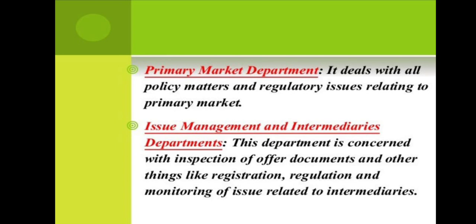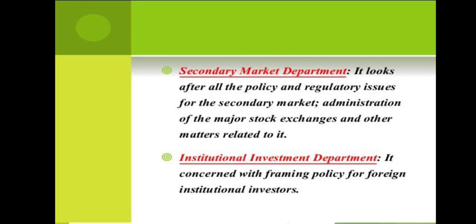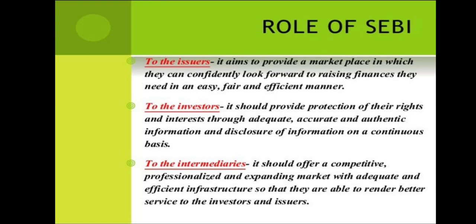Second point is issue management and intermediaries department. This department is concerned with the inspections of offer documents and other things like registrations, regulations, and monitoring of issues related to intermediaries. Third point is secondary market department. It looks after all the policies and regulatory issues for the secondary market. Fourth point is institutional investment department. It is concerned with framing policy for foreign institutional investors.